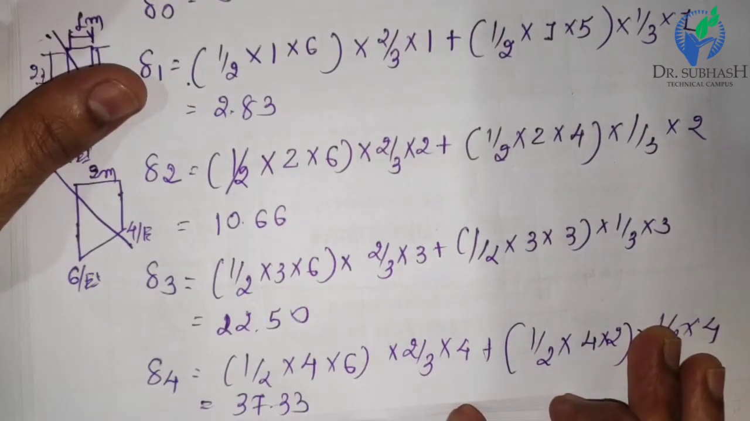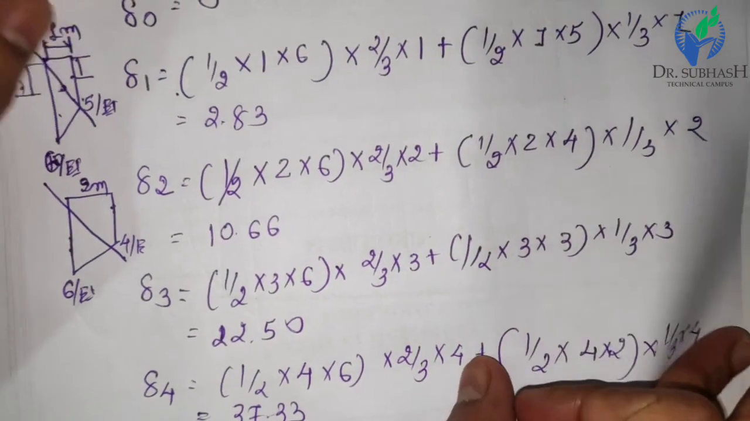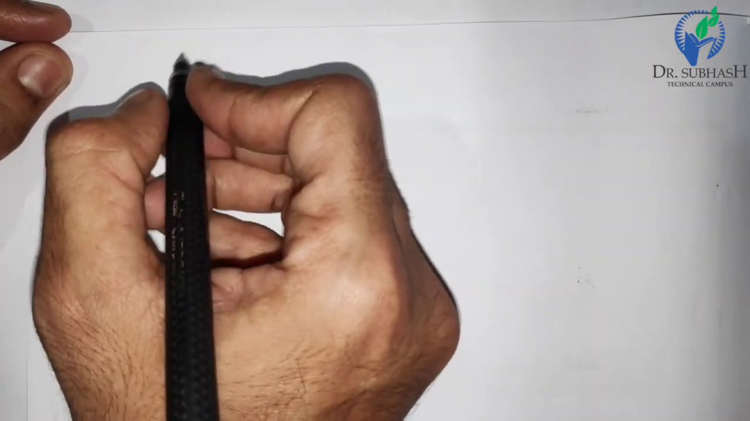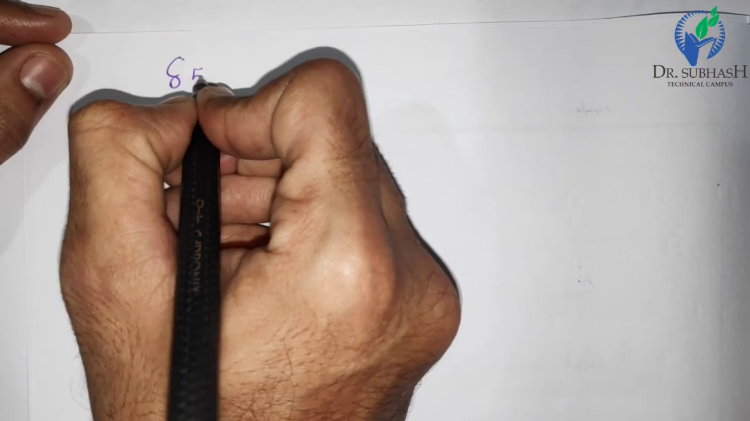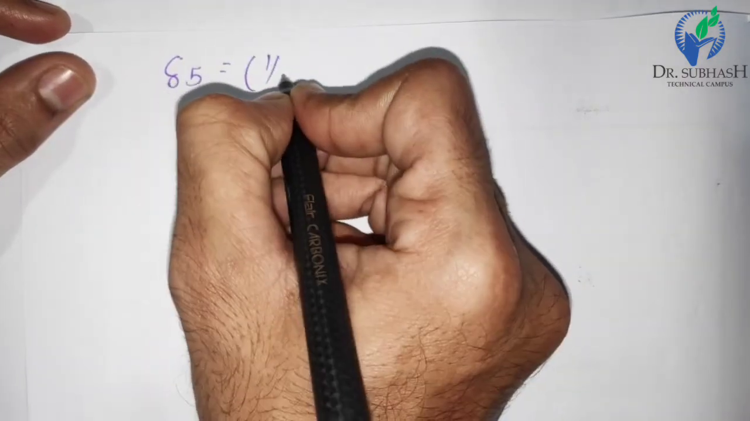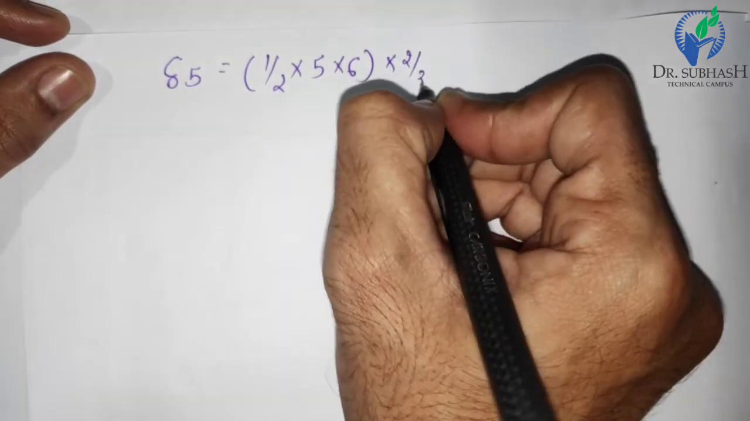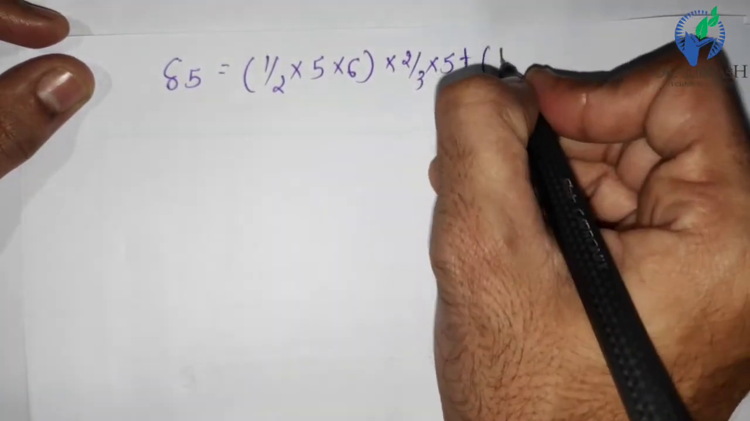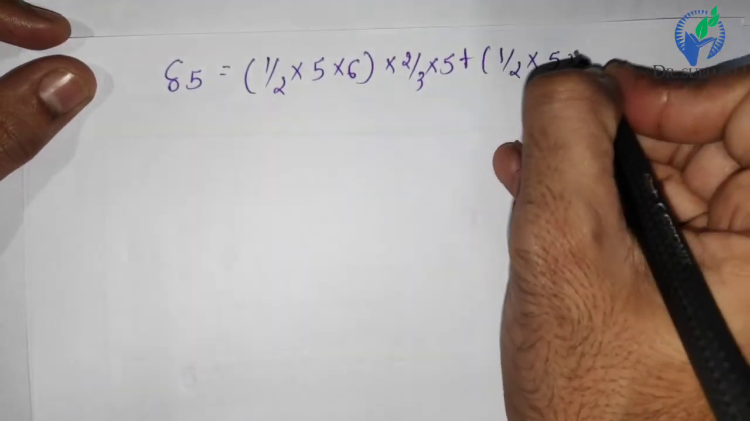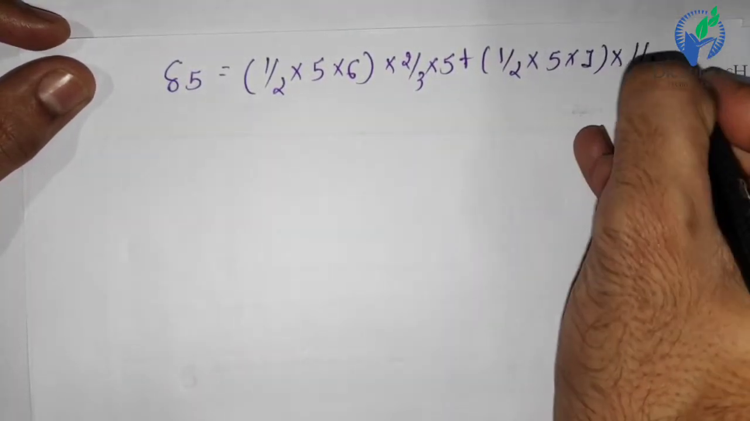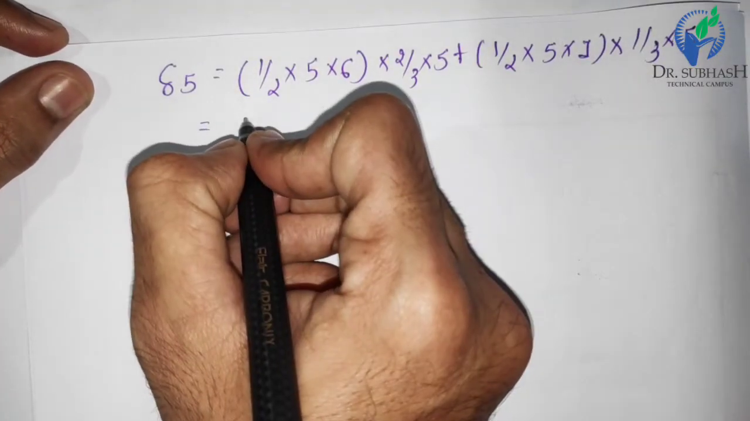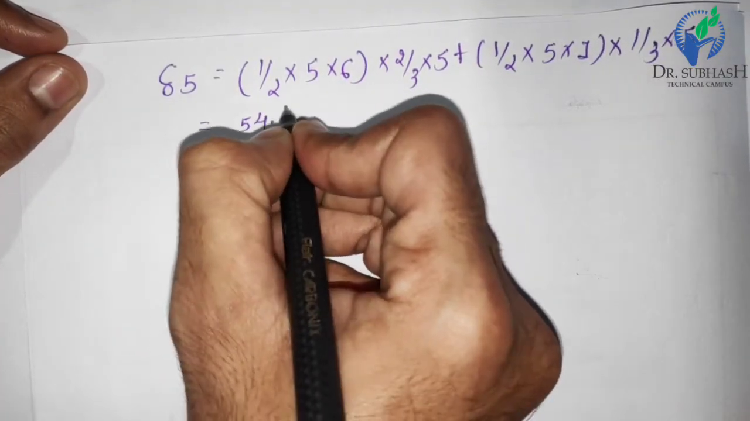Please practice this calculation of all delta because it's very necessary to speed up our example. Now delta 4, up to delta 4 we evaluate the deflection. Next one is delta 5. So for delta 5, 1/2 5 into 6 into 2/3 of 5 plus 1/2 5 into 1 into 1/3 of 5. So if you have to solve this equation, you will get 54.16.